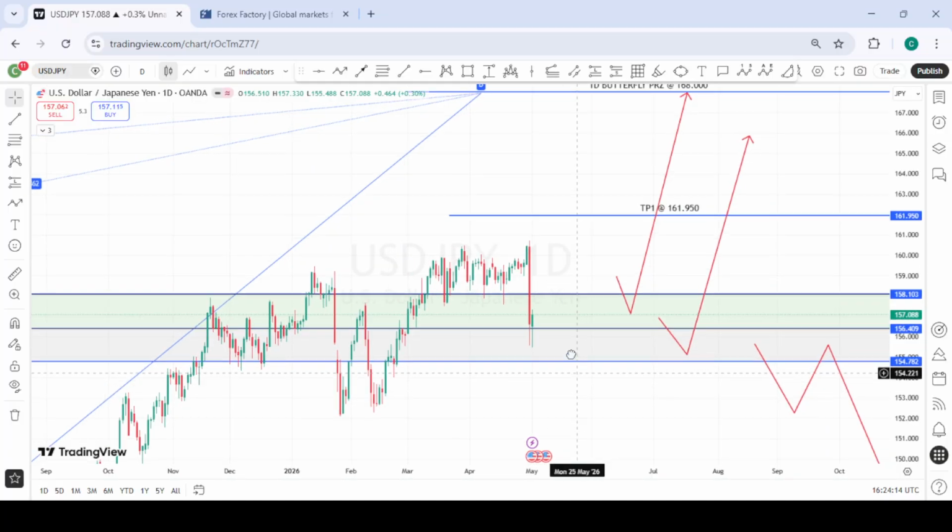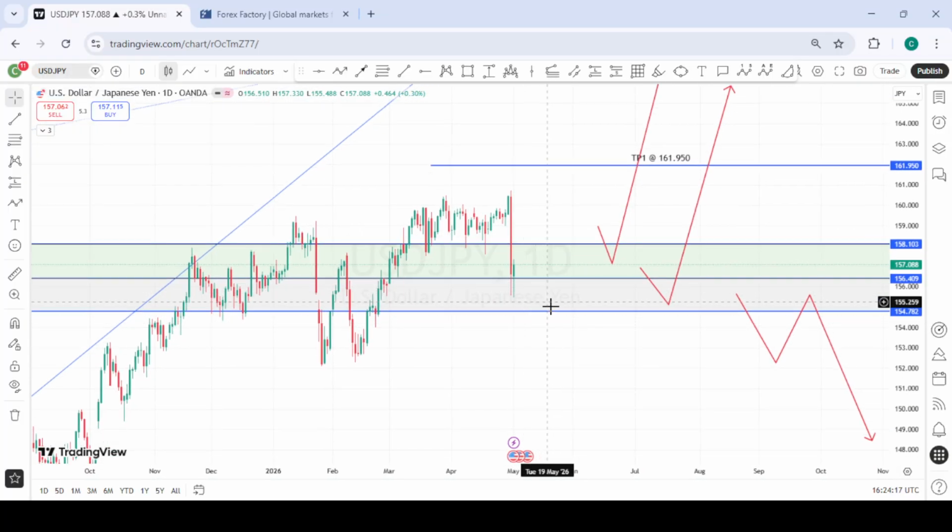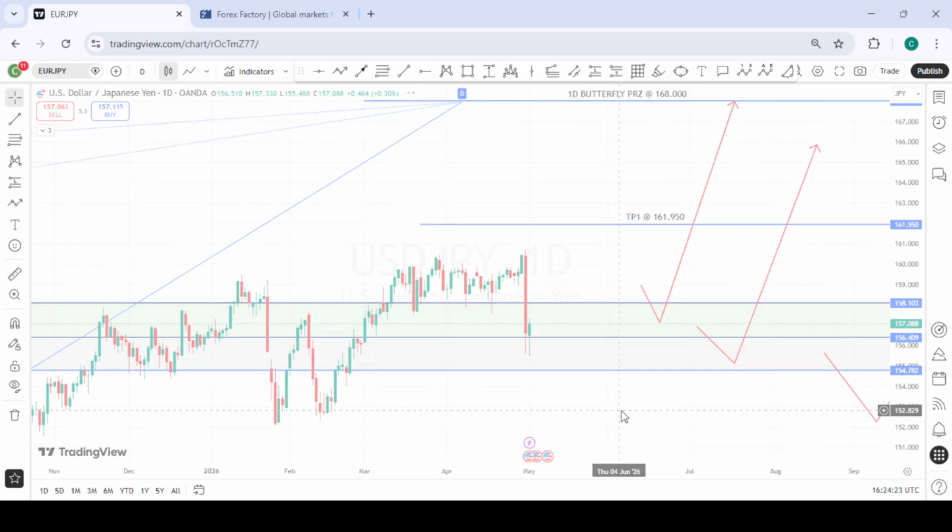This can only be invalidated if we get a weekly or a daily candle closure below this area of interest, and price comes for a pullback and then continues to the downside. So we are very bullish on USDJPY.